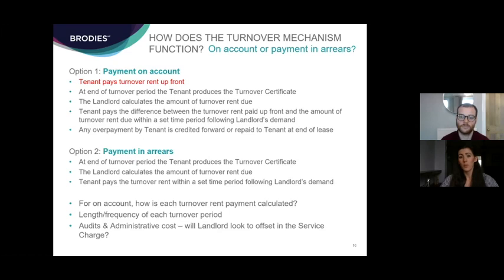And it's also possible to have on-account payments with the turnover period being 1 year and annual reconciliation, but then the tenant makes monthly payments of the turnover rent based on the estimated figures. Annual reconciliation is important as well for dealing with any spikes in trading in light of the threshold provisions that Matthew was talking about earlier.